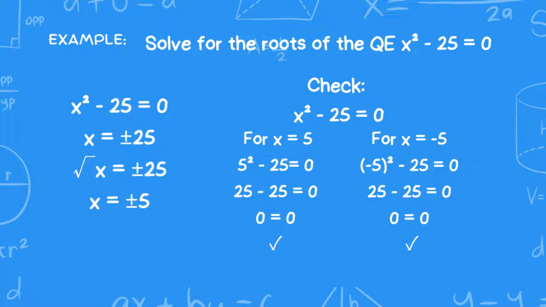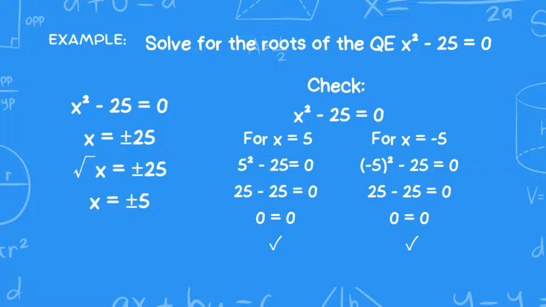Then, we just have to find the square root of both sides. The square root of x squared is x and the square root of 25 is 5. Therefore, the roots, or the solution, of the quadratic equation x squared minus 25 equals 0 are x equals positive 5 and x equals negative 5.